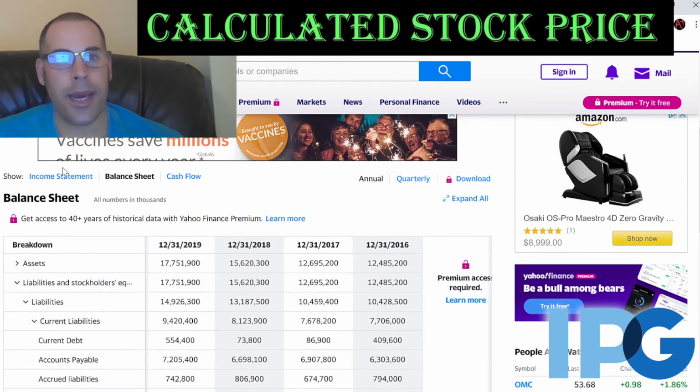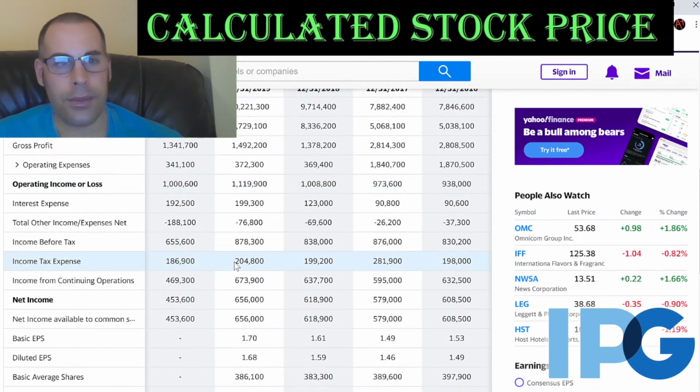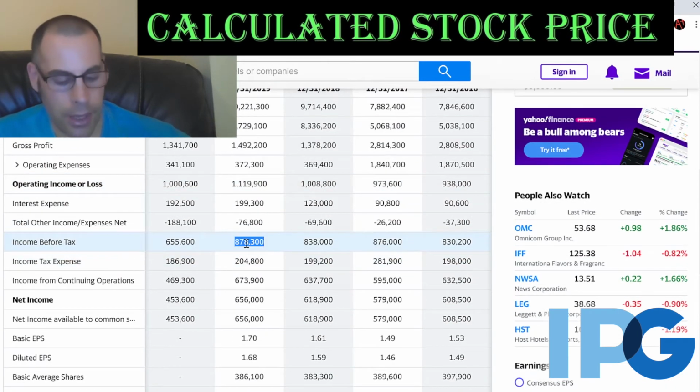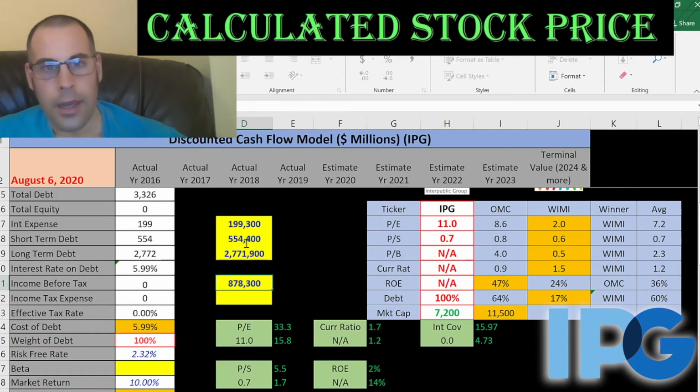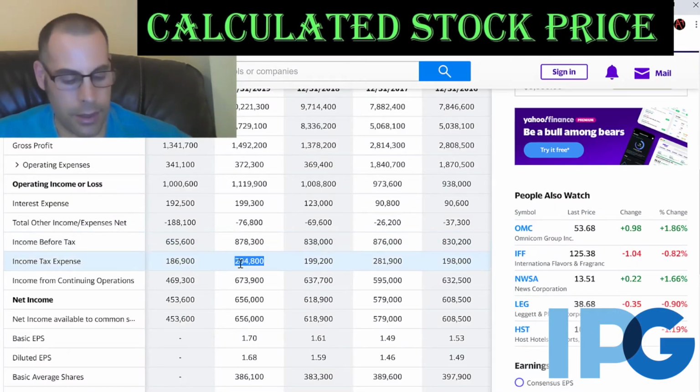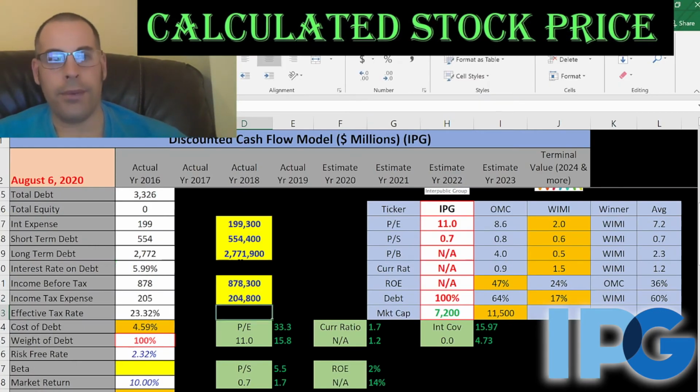Interest payments are tax deductible, so let's get their effective tax rate. Income before tax is $878 million. And the income tax is $204 million. So the effective tax rate is 23%. So to get the cost of debt, it's the interest rate on debt, the 6%, times 1 minus the effective tax rate. So the cost of debt is 4.6%.